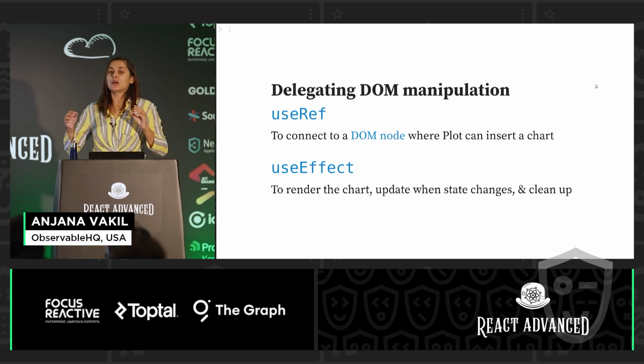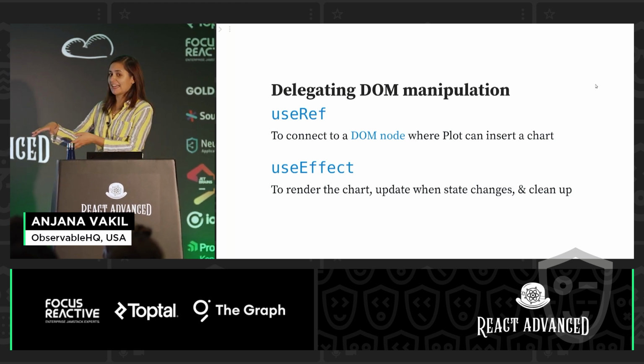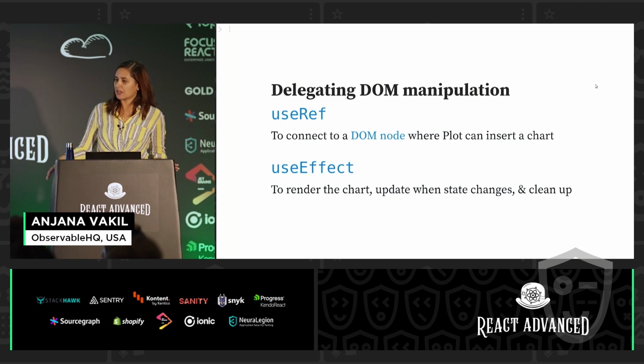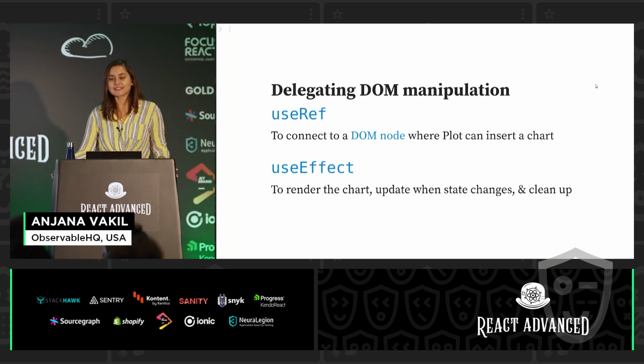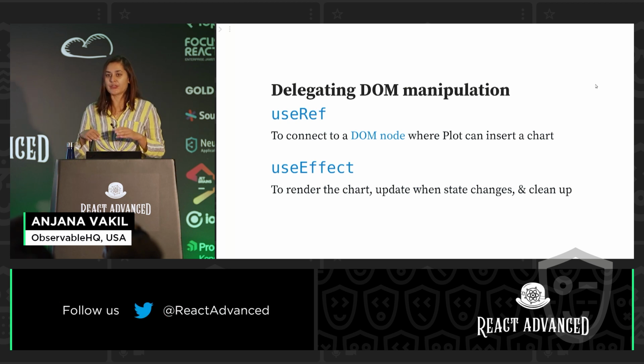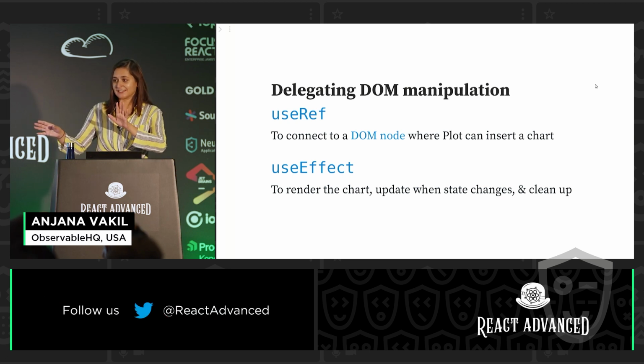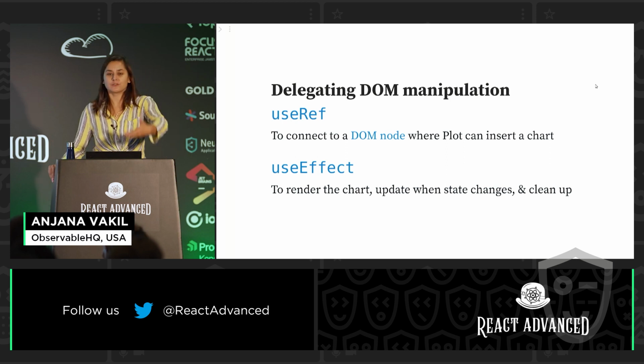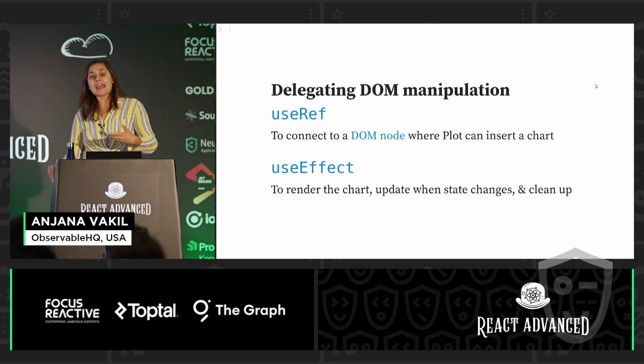And in order to allow React to delegate that DOM manipulation to Plot, we're going to use a couple of handy hooks. useRef, which is going to let us connect into a DOM node that then Plot can do its thing inside of. And useEffect, which is where we're actually going to be letting Plot do the rendering of that SVG and any updates when the state changes. Then, of course, we have to remember to clean up after ourselves.